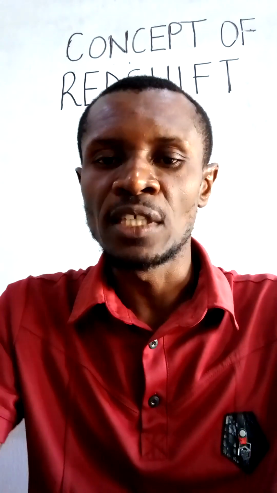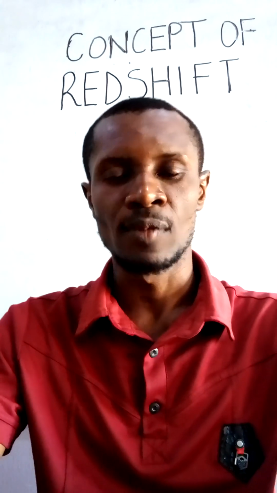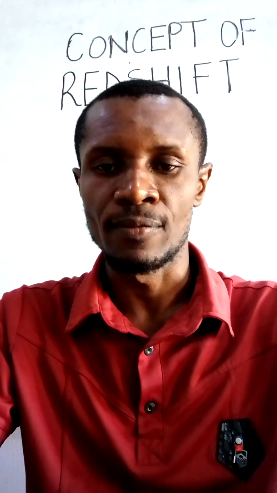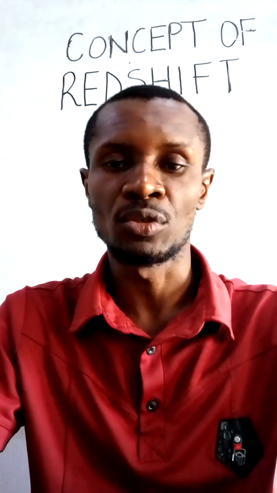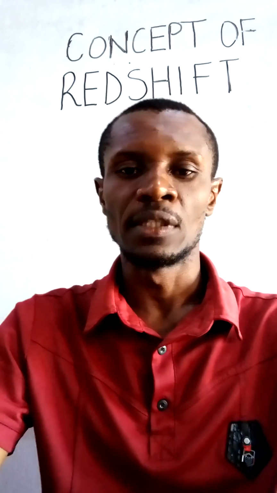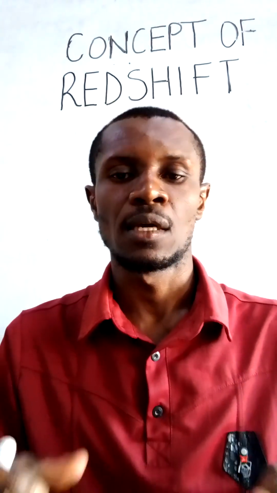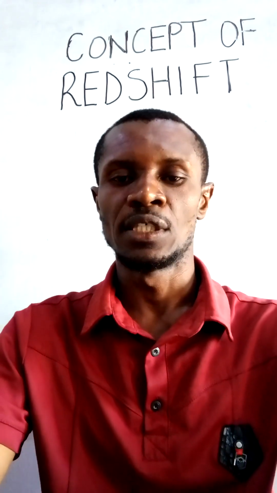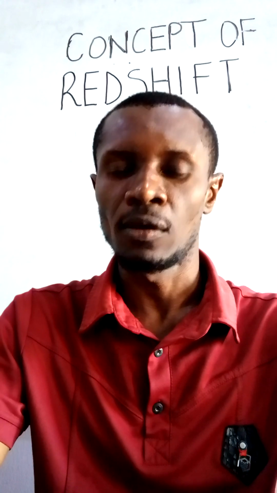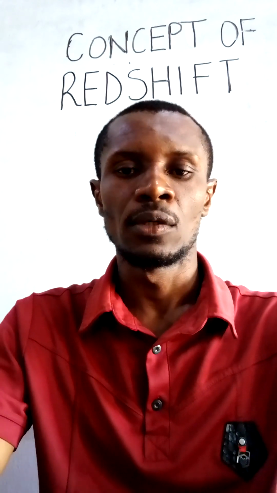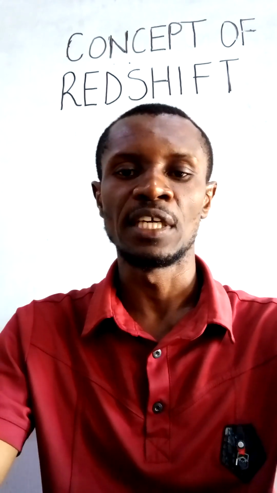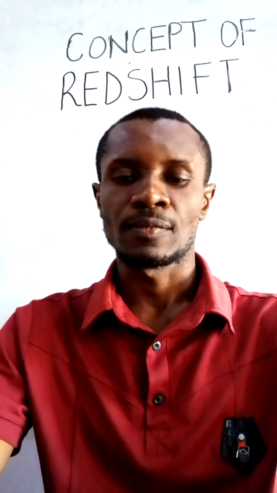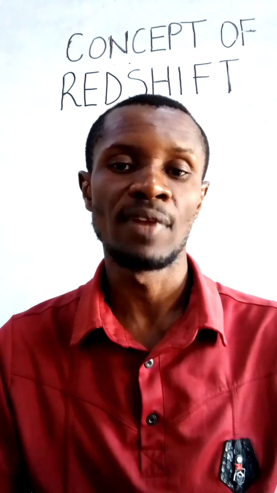Now, the concept of redshift applies to all forms of wave. However, it derives its name from the light wave or optical spectrum. As we know, the spectrum of light consists of 7 notable colors: the red color, the orange color, the yellow, the green, the blue, the indigo, and the violet. The red light is observed to have the highest wavelength.